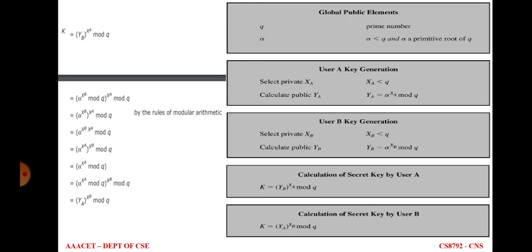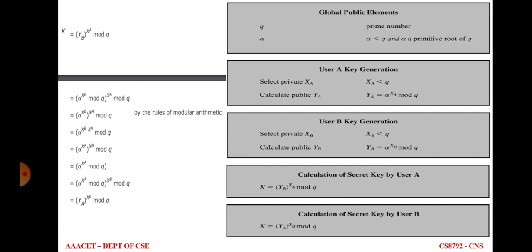So this is the algorithm. The right hand side part is the algorithm. Initially, before processing the key value, we have to choose two values, q and alpha. That is the first block, the global public elements. q is a prime number and alpha is a primitive root of that prime number. It should be less than the value of q.